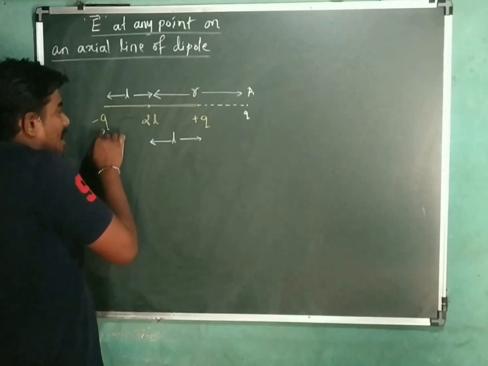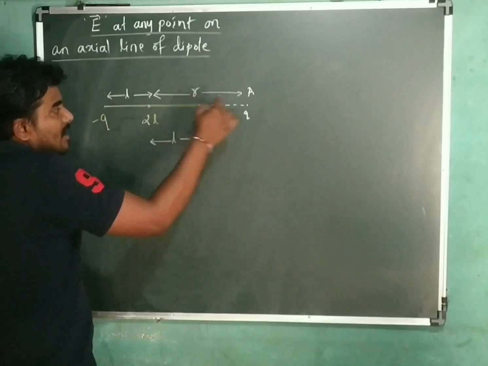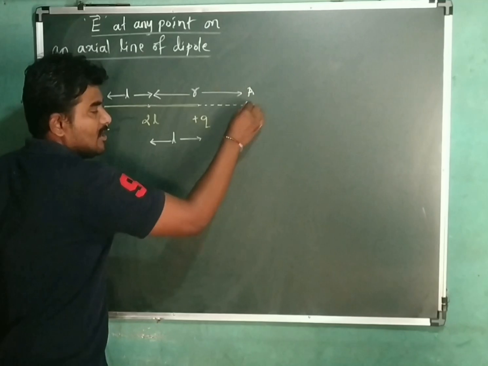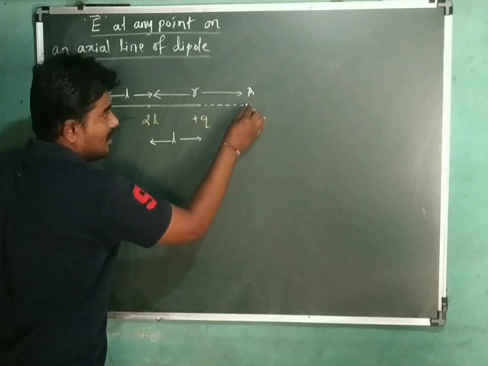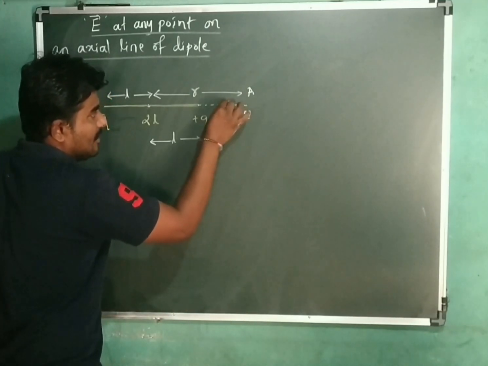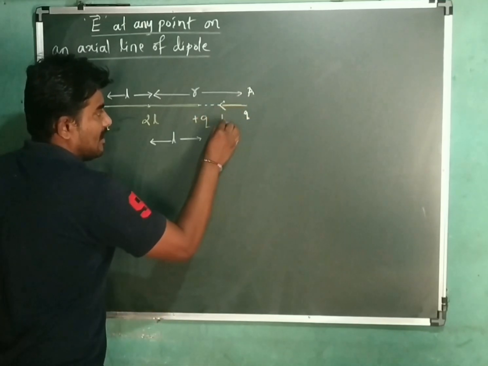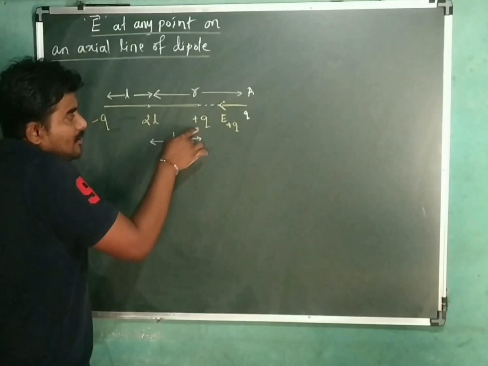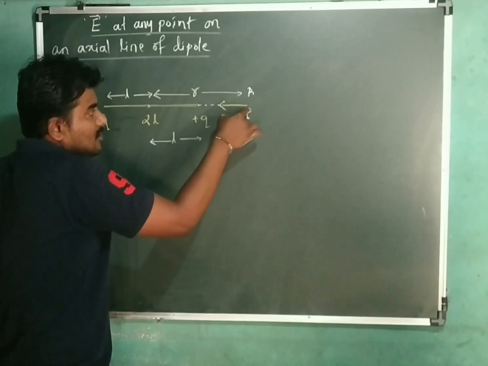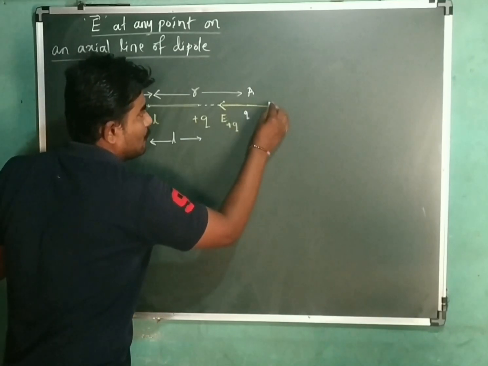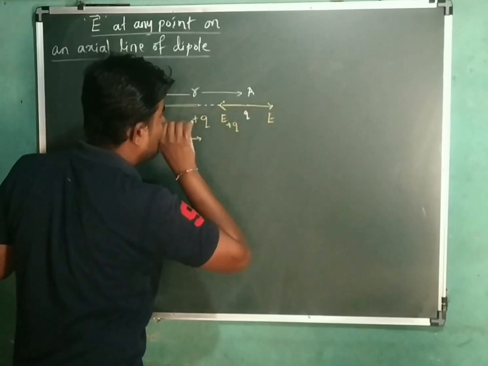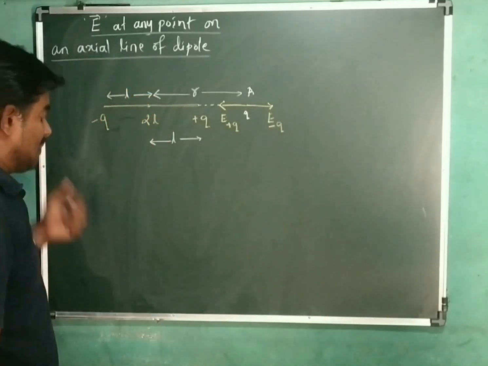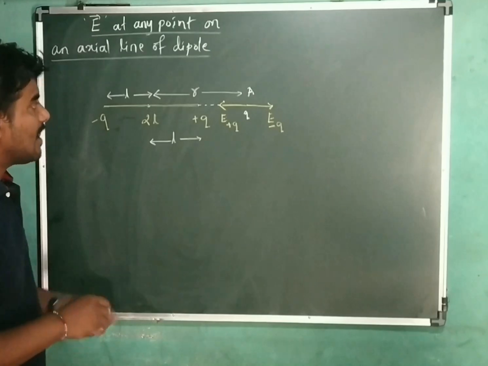And now this plus q has created the electric field at this location. Due to that electric field, this charge experiences force, and that force is going to be in this direction. It is attractive force. This is electric field due to minus q charge. And similarly, this plus q will also apply force on this charge in this direction, and it is going to be repulsive force, E due to plus q. Therefore, we can calculate net electric field at this point.